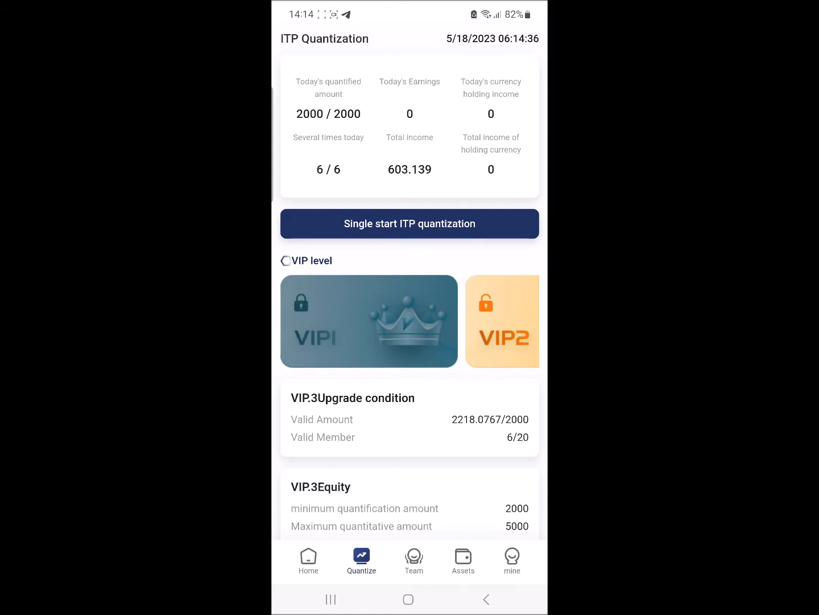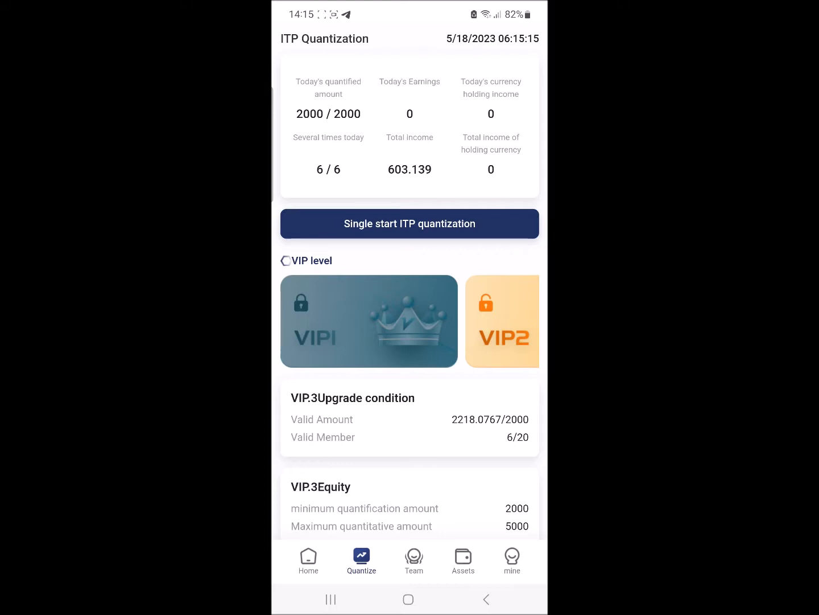Right, at the top, you'll see some information boxes. Today's quantified amount is $2,000, which is the amount that I'll be trading with today. Immediately below that, you'll see 6/6. Basically, I've got 6 turns at doing this trading. When you start, you get 5 turns. I'm on the second level, so I get 6. And you'll see that one of them will count down every time we do a trade. It'll go down 5 out of 6, 4 out of 6, 3 out of 6, and so on.